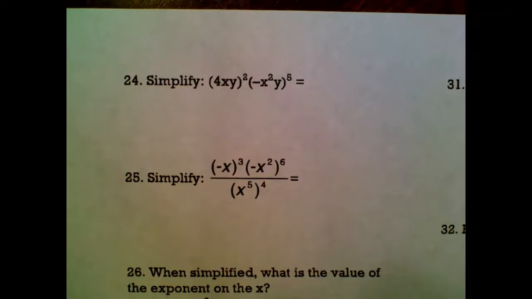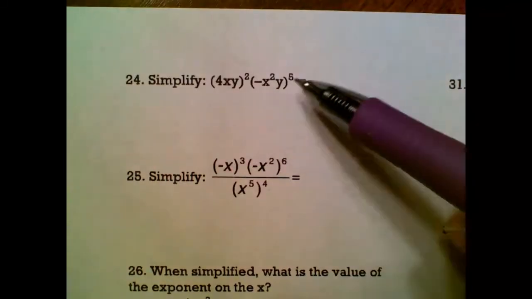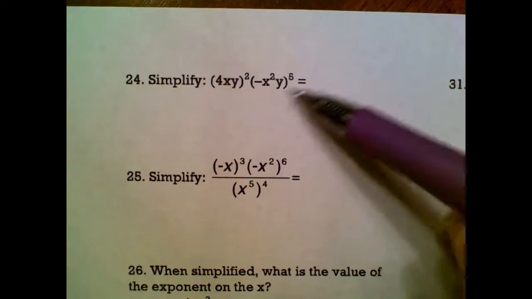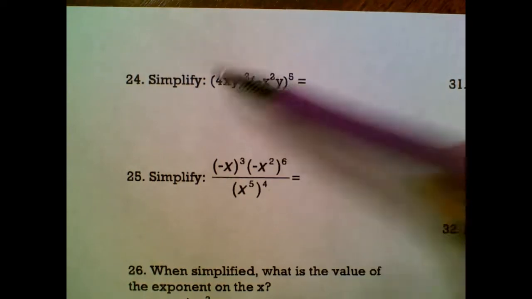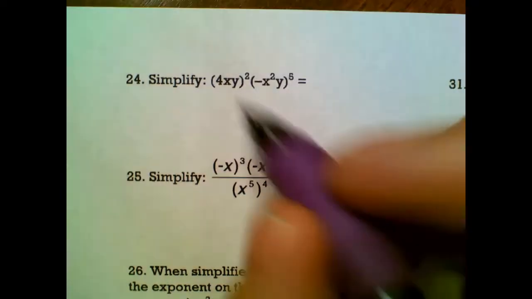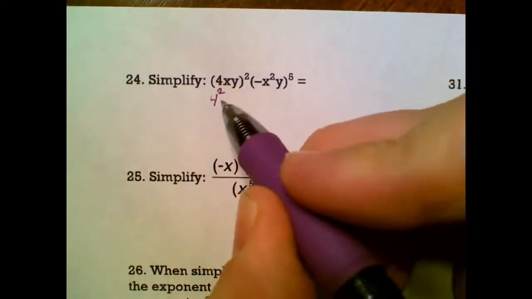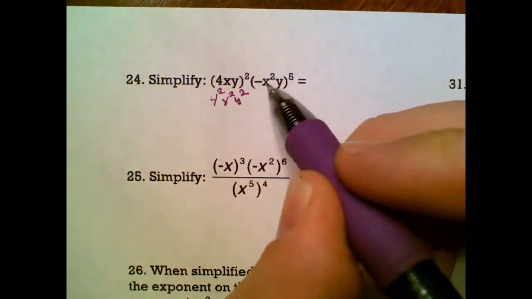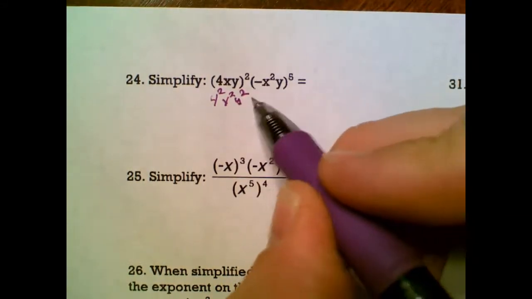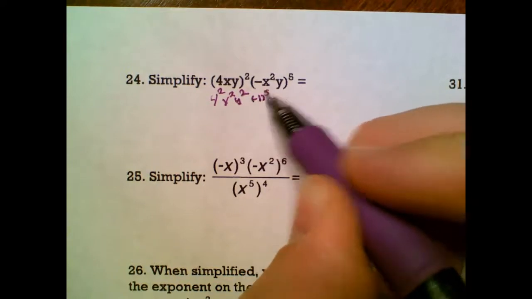Okay, we're on to page 3, and it asks us to simplify this expression right here. So let's start by using the power to the power rule. We'll distribute this 2 in here, here, here, and that 5 in there, there, there. So we got 4 squared x squared y squared, and then this negative x squared, well, that gets the 5. So we got negative 1, really, to the 5th.